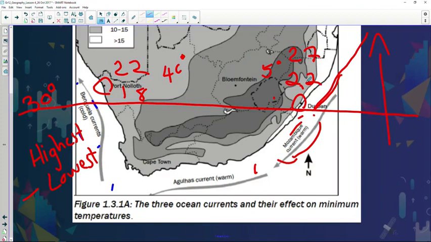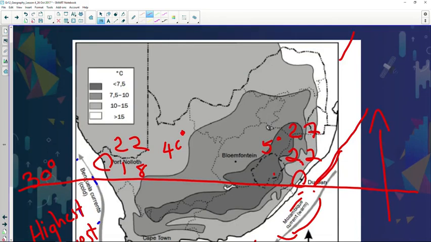Now, while we're sitting with this map in front of us, I want to concentrate on Bloemfontein, right here in the interior of South Africa. Now, let's assume this is February. Like I've mentioned, a high temperature of 27 degrees Celsius for Durban and a minimum temperature of 22.